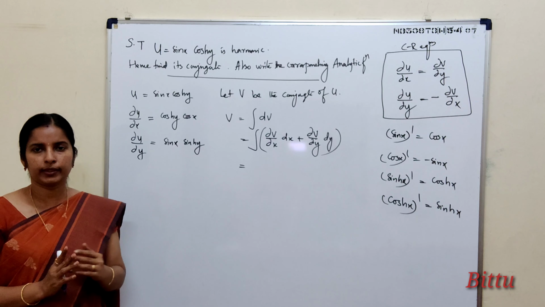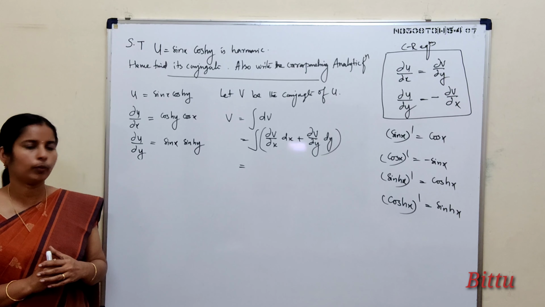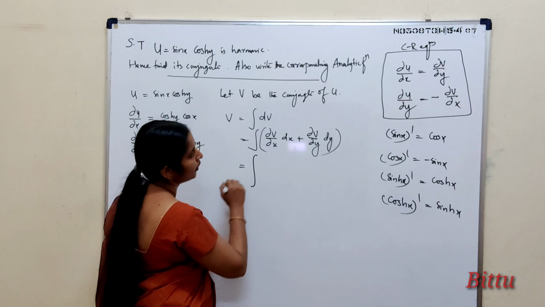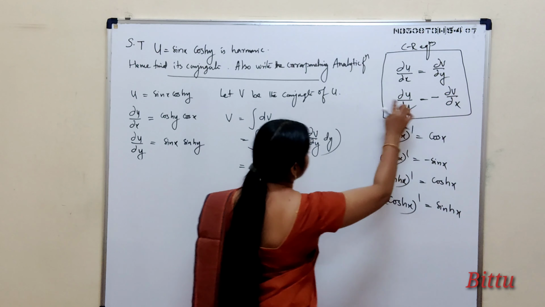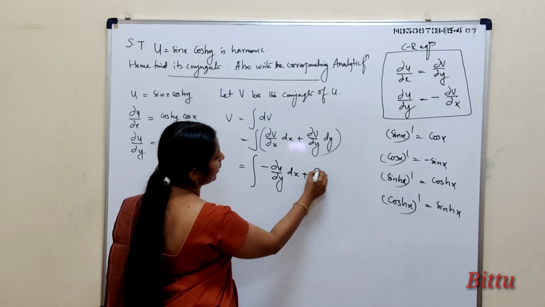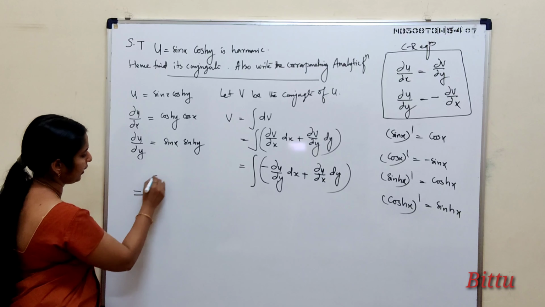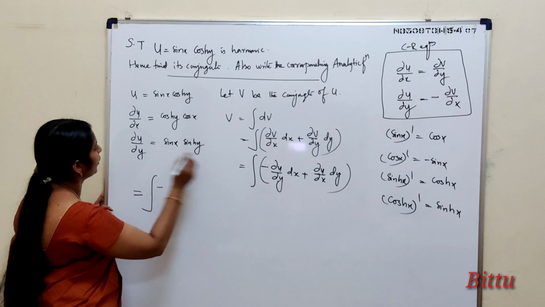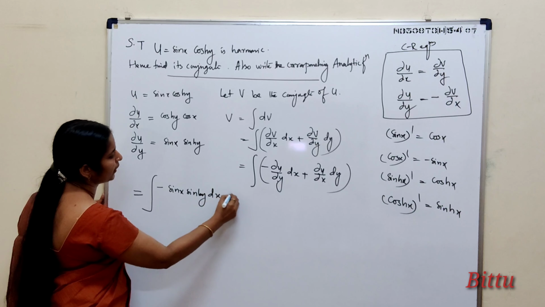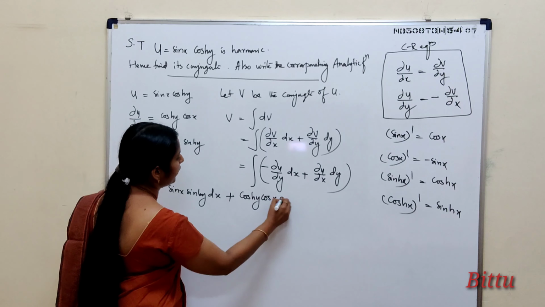But we can express dou V by dou x and dou V by dou y in terms of dou U by dou x and dou U by dou y by using the Cauchy-Riemann equations. So you apply the Cauchy-Riemann equations here. Dou V by dou x is minus dou U by dou y into dx. What is dou V by dou y? It is dou U by dou x into dy. See, it is the integral of minus, what is dou U by dou y? So minus sin x sin hy dx plus dou U by dou x, it is cos hy into cos x dy.